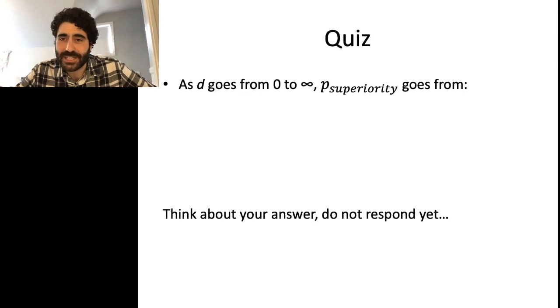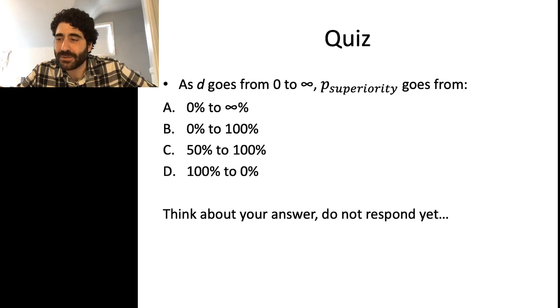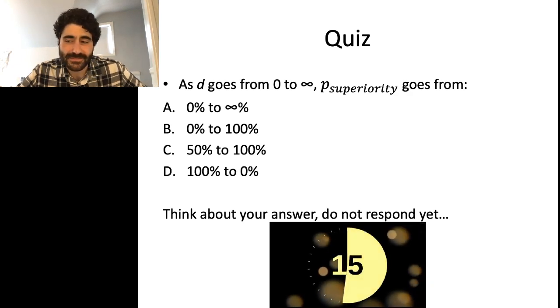So here's a quick check about this. As Cohen's d goes from 0 up to infinity, what happens to the probability of superiority for one of the groups? It goes from 0 to infinity, it goes from 0 to 100, 50 to 100, or 100 down to 0.